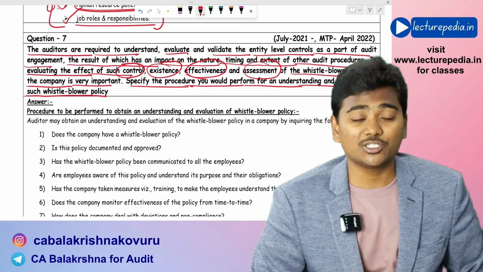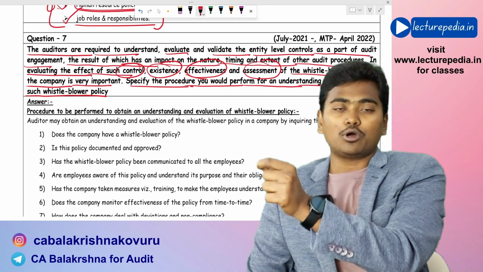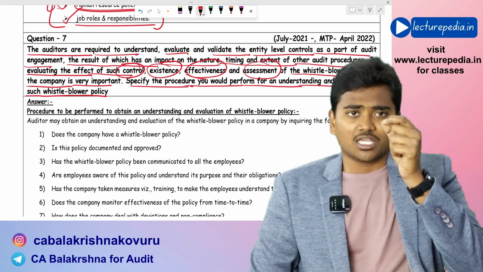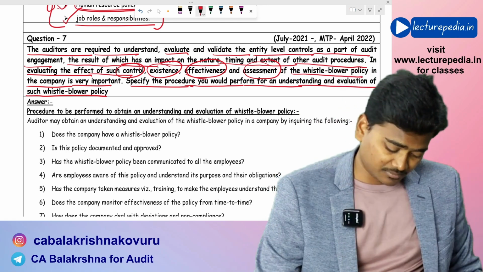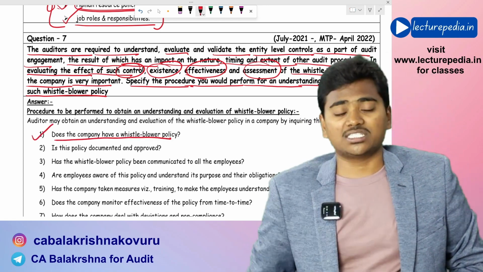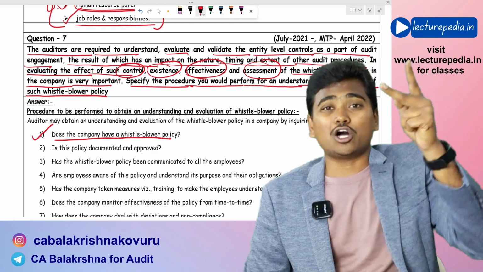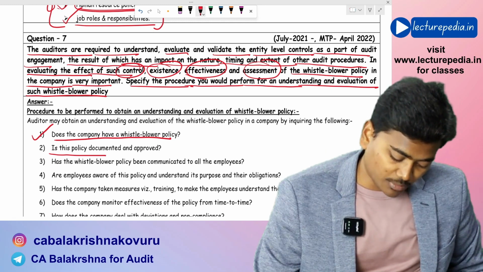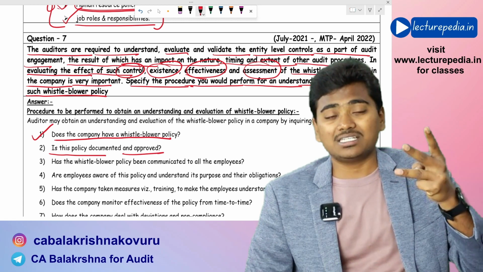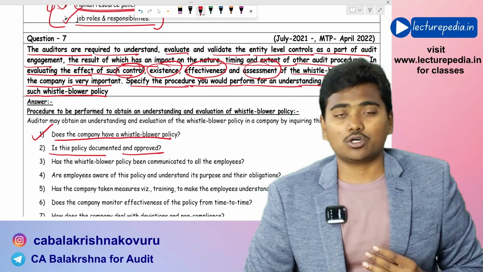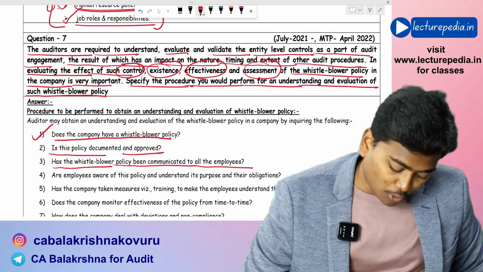See, he is asking you about whistleblower policy. How you will verify the whistleblower policy in a company? First of all, you will check whether this company has a whistleblower policy or not. If it has a whistleblower policy, whether it is properly authorized or not. Is this policy documented and approved? Next, whether this whistleblower policy is properly communicated to the employees or not. Has the whistleblower policy been communicated to all the employees or not?